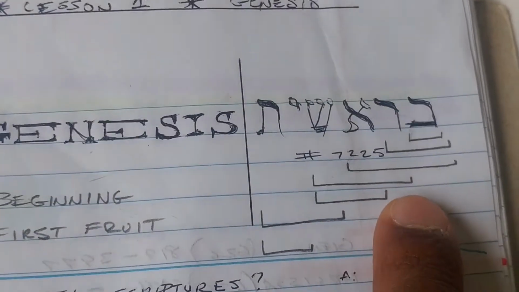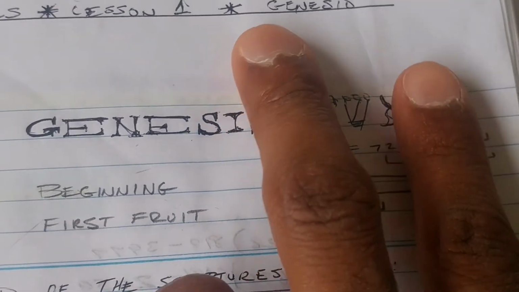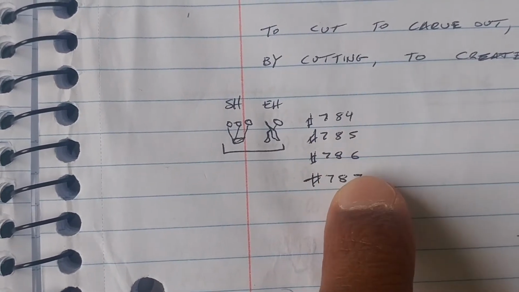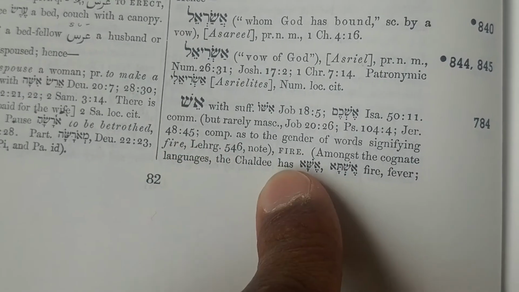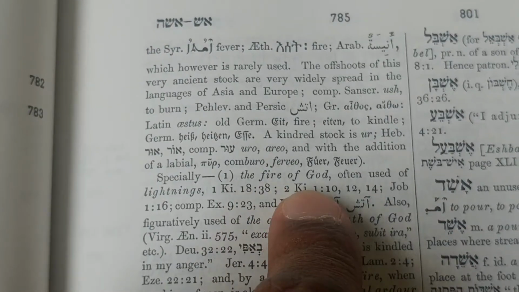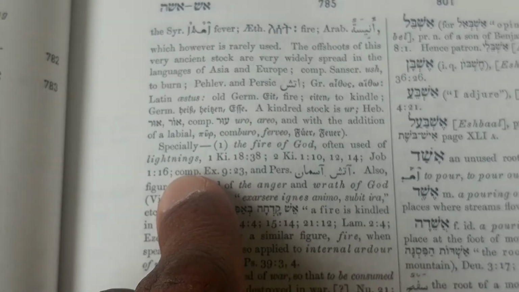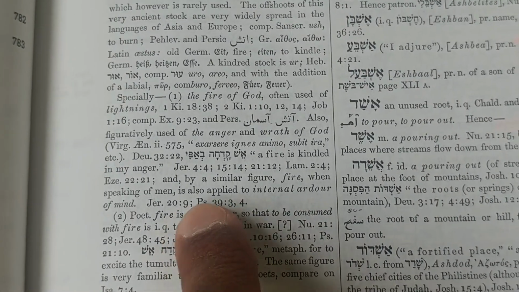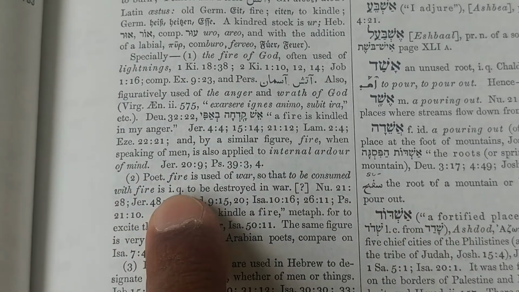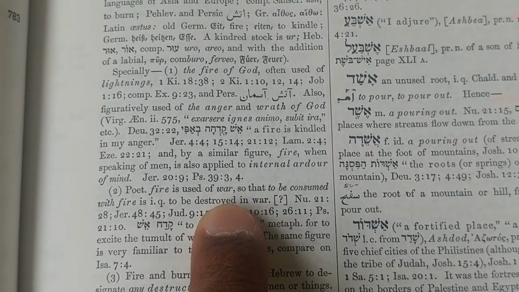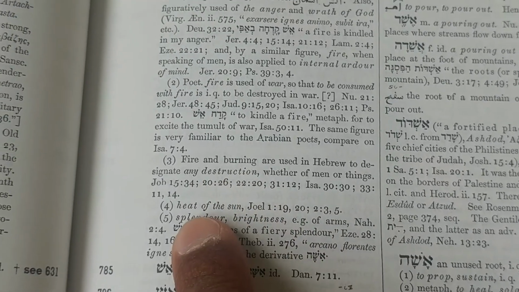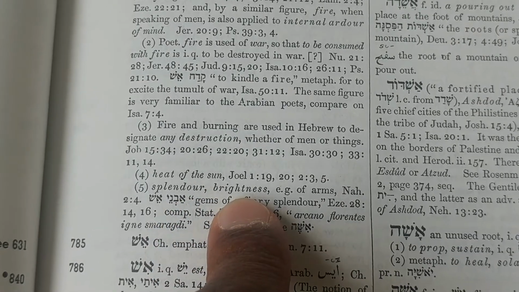Now let's move on. The next word we're going to analyze is esh. Just these two letters. Esh. Okay, esh. You can find it in 784, 785, 786, and 787. Let's start at 784. Esh. It means fire. Fire, fever. The fire of God. Lightings. The Most High created the firmament and the luminaries. Okay? The anger, the wrath of God is also applied to internal ardor of mind. Fire is used for war so that it could be consumed with fire. We have destruction, fire and burning, heat of the sun, splendor, brightness.